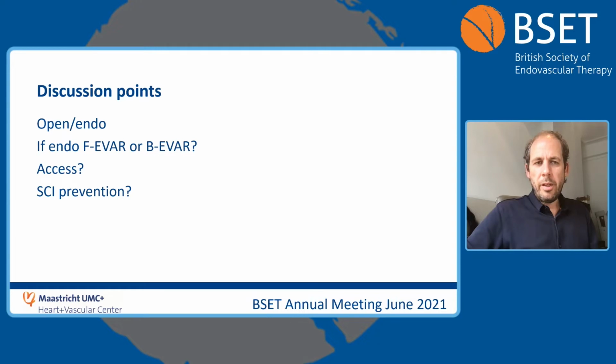Discussion points again will be open and endo. This will be easy because we embarked on endo before, but there are patients that benefit from an endo approach in the chest and then an open approach in the abdomen. If endovascular, what kind of configuration and what to do with the axis, and is the occluded iliac axis a risk factor for both axis as for spinal cord ischemia, for example?